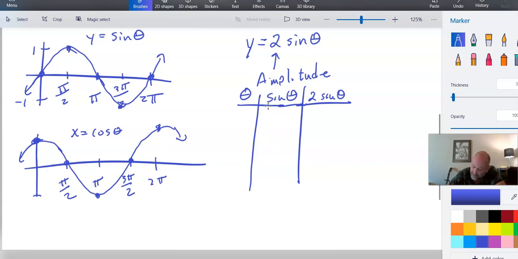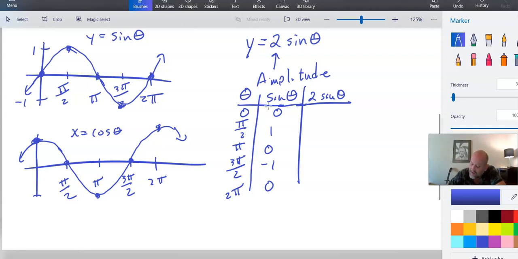Okay, so we have 0, pi over 2, pi, 3 pi over 2, and 2 pi, right? Those are our 5 points, and we know the sine values go 0, 1, 0, -1, 0, right? And we can pick those off from the graph. It's 0, 1, 0, -1, 0.